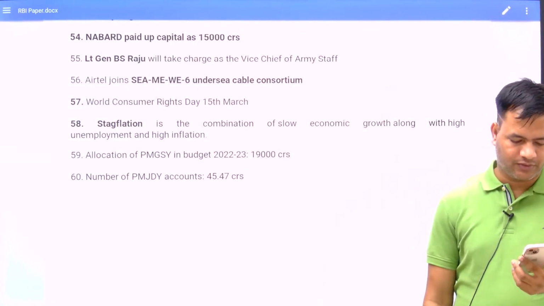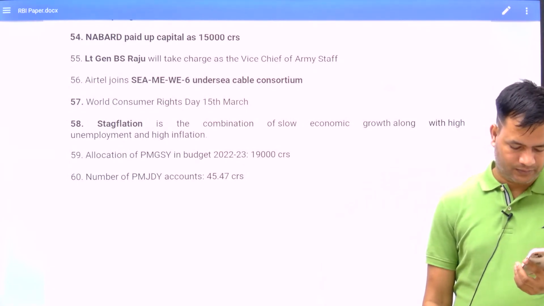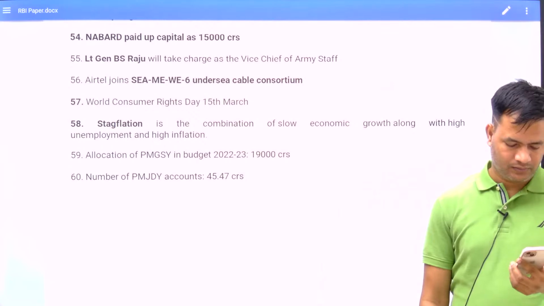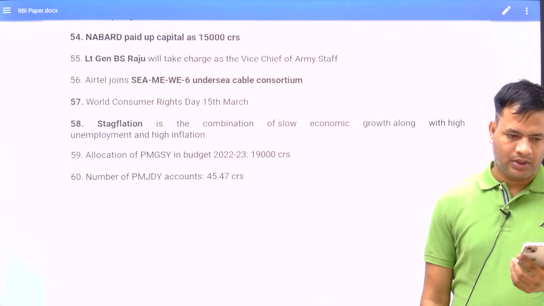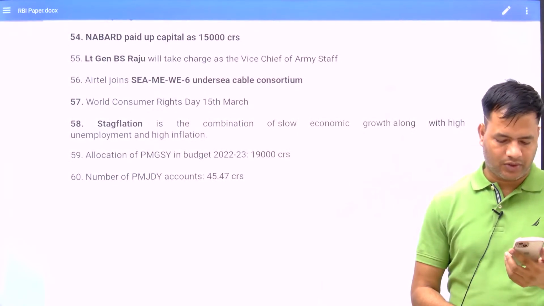This PDF of questions we will share in our Telegram channel today itself. Quant and reasoning questions we will discuss tomorrow.